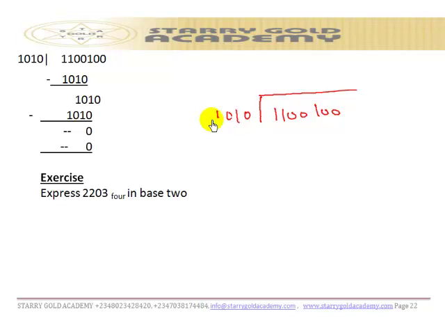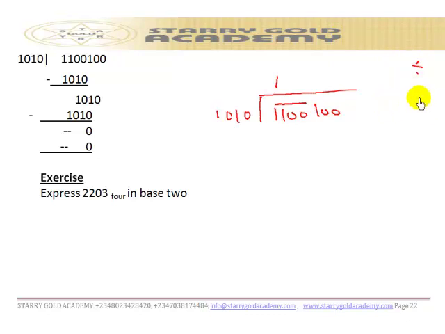So automatically, 1010 is smaller than 1100. So you are picking the first four figures, 1100. Now 1010 in 1100 is 1. What did you just do? You just divided.